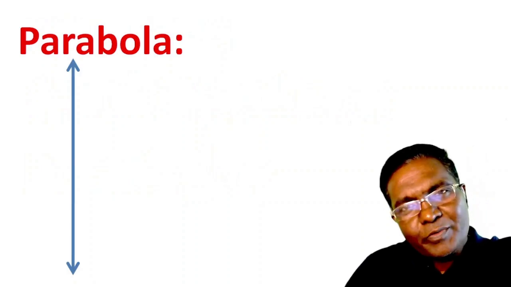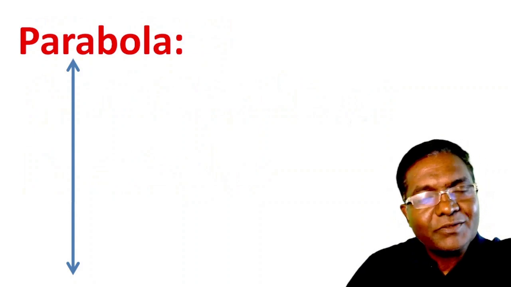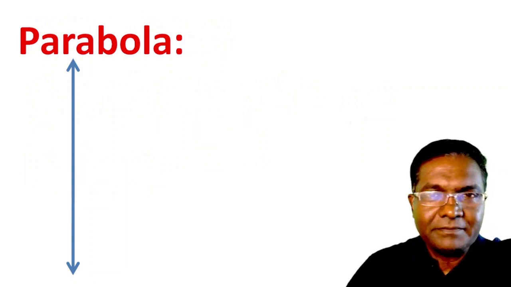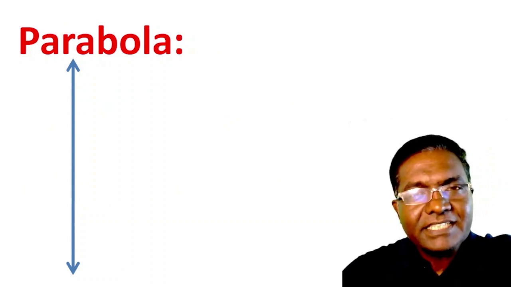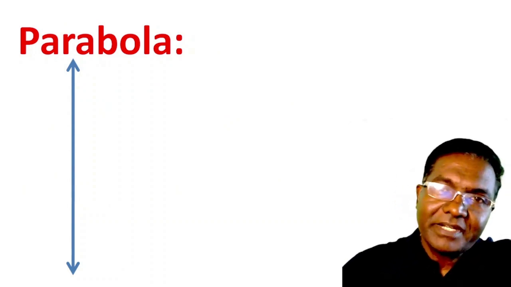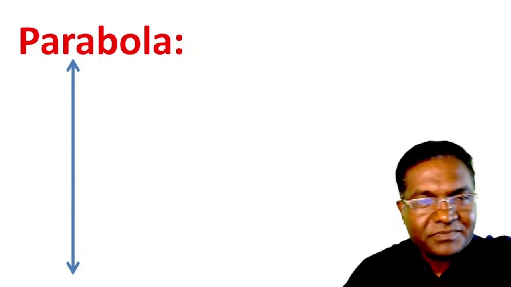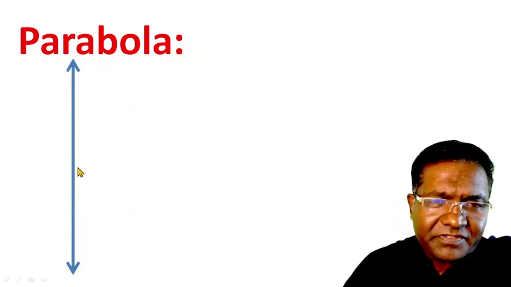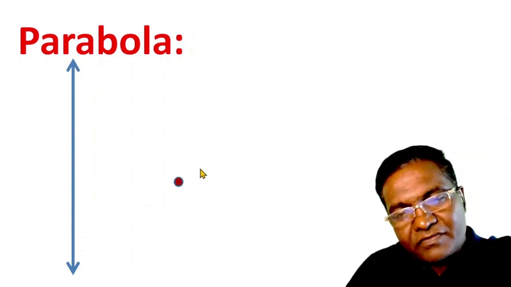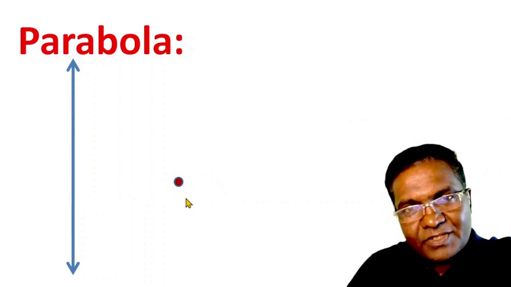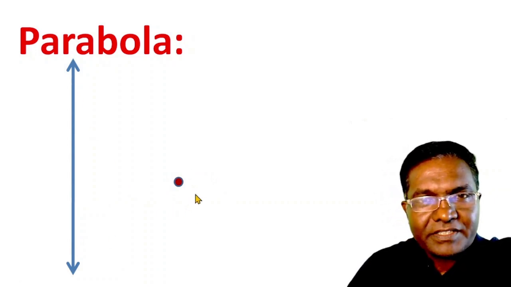See here, what do you mean by a parabola? First, we'll try to understand with the help of a diagram. Parabola is again a set of points satisfying some geometrical condition. So what is that geometrical condition? Consider this fixed line. So take this as a fixed line and one fixed point. So we have taken a fixed line and a fixed point.